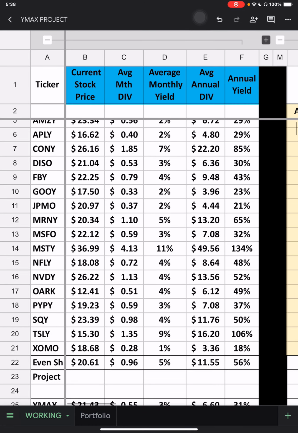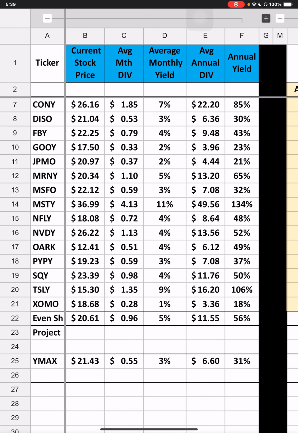And then at the bottom, I went ahead and added YMAX, where it's at right now, which is $21.43. With the average monthly distribution of only 55 cents. Obviously, it hasn't been around too long. With the 3% yield a month, or 660 a year with 31% for the year.